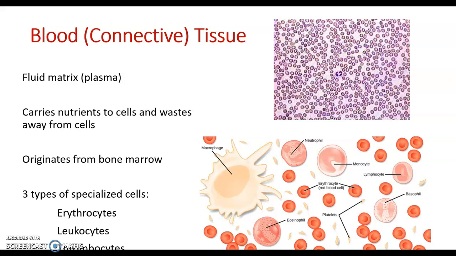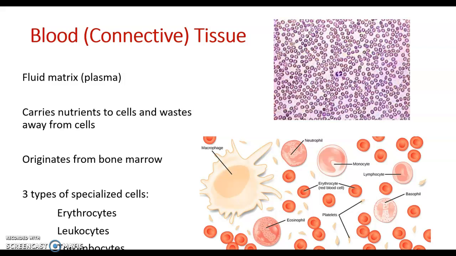Blood is our last form of connective tissue that we'll talk about. Its matrix is a liquid called plasma. That top photo is an image of blood cells showing all of the different cell types. We've already seen that red blood cells transport oxygen to cells and take carbon dioxide away. The other components of blood are white blood cells, our leukocytes. These work to fight infection, and then we also have platelets, our thrombocytes, which help to clot blood.